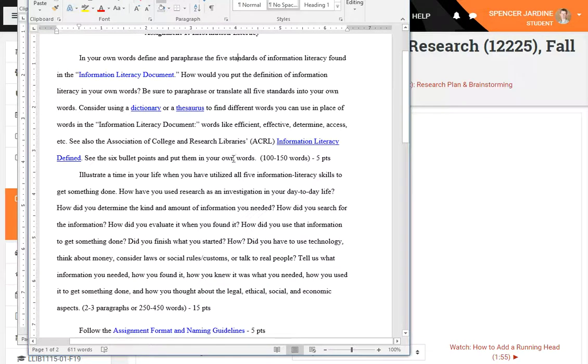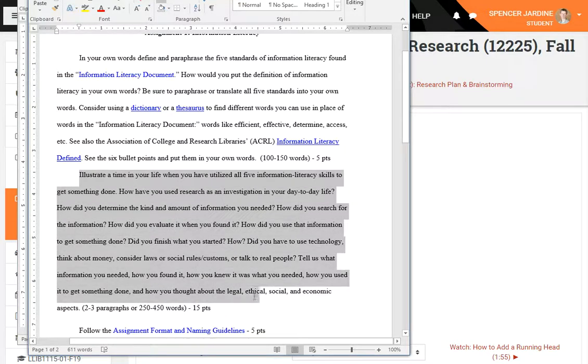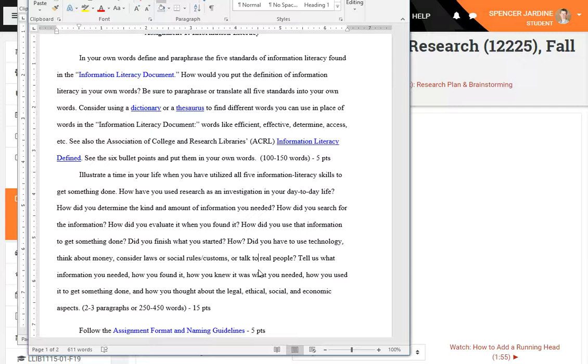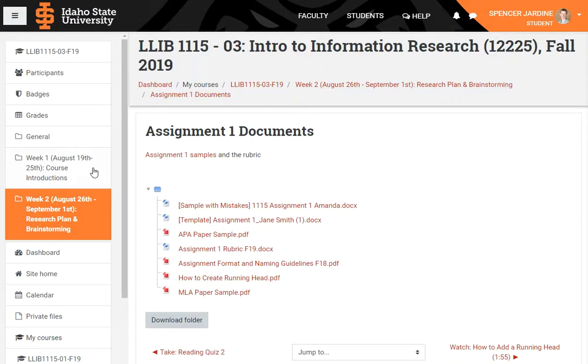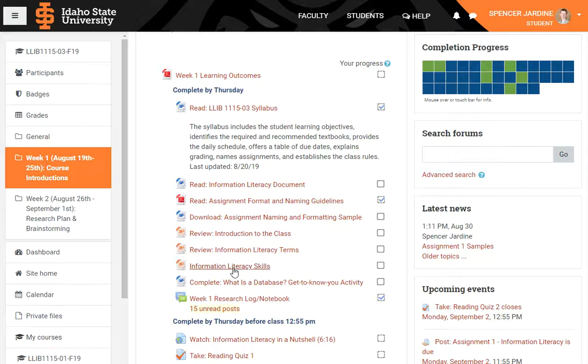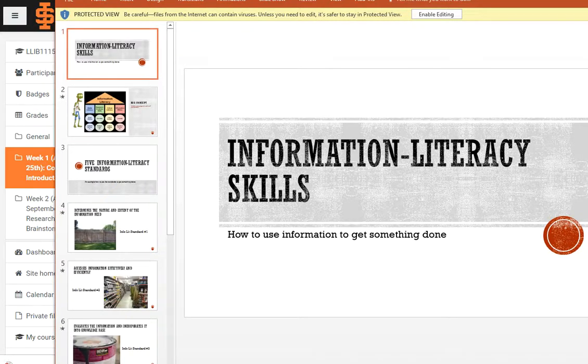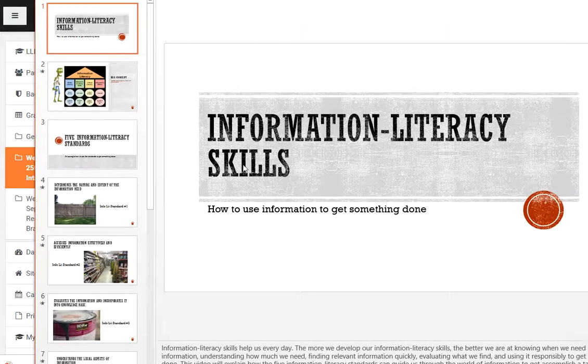Then, this is just one paragraph, so the 5 information literacy standards paraphrased into one paragraph. Then we want you to write 2 paragraphs where you explain about a time in your life when you have used the information literacy standards to get something done. In the example I gave in week 1, I talked about how I used information literacy skills to paint the fence at my house. So if you take a look at this presentation again, that could give you some ideas.